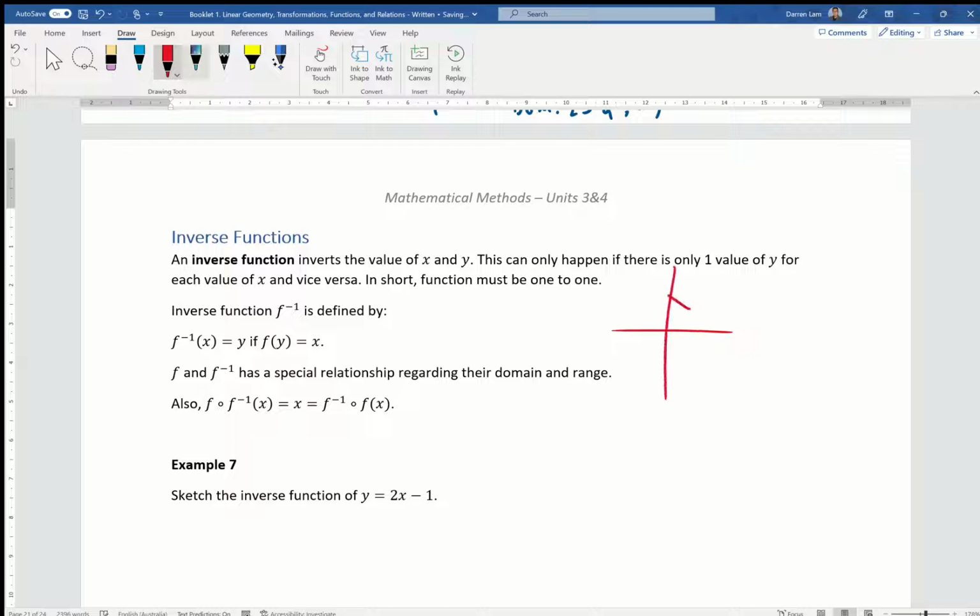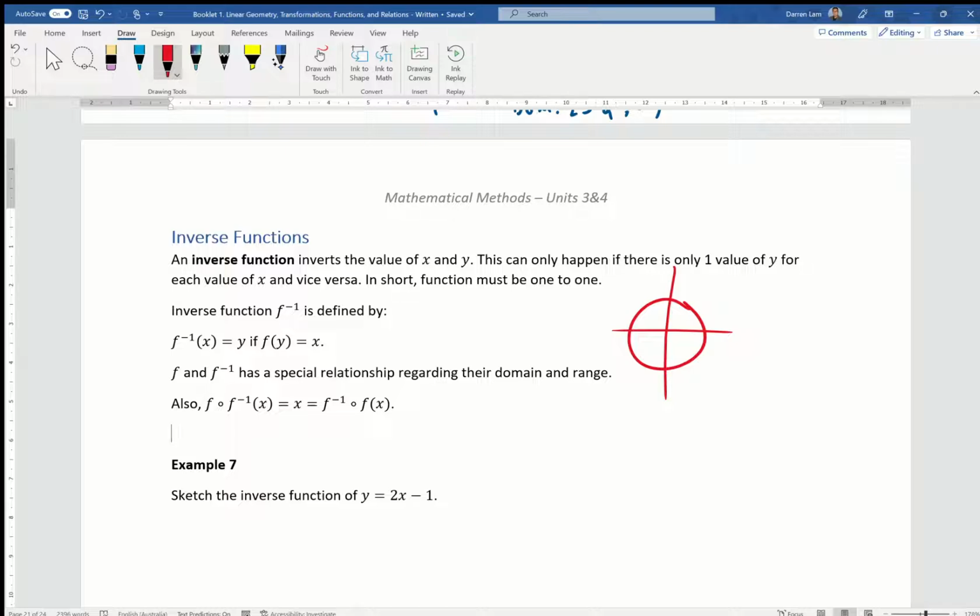If I have something that looks like this, that is not a function. In fact, it's called a relation. Basically, the idea is that for the same y value, there are multiple x that could get there. And for the same x value, there are also multiple y's that could get there. But basically, there is no inverse function for this.